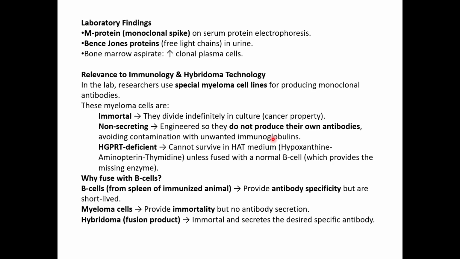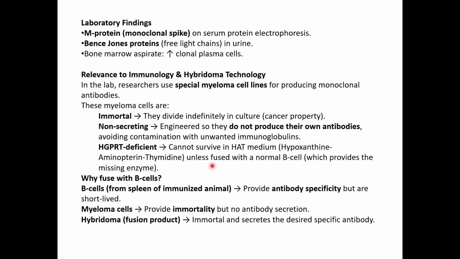Because if you don't do this step, these cells will also produce their own antibodies and it will get mixed up with the antibodies that are being produced by the B cells. So we have to make sure that these cells are engineered so that they do not produce their own antibodies, and avoid contamination with unwanted immunoglobulins. We need them only for their ability to proliferate continuously because they are immortal. Then they should also be HGPRT deficient.